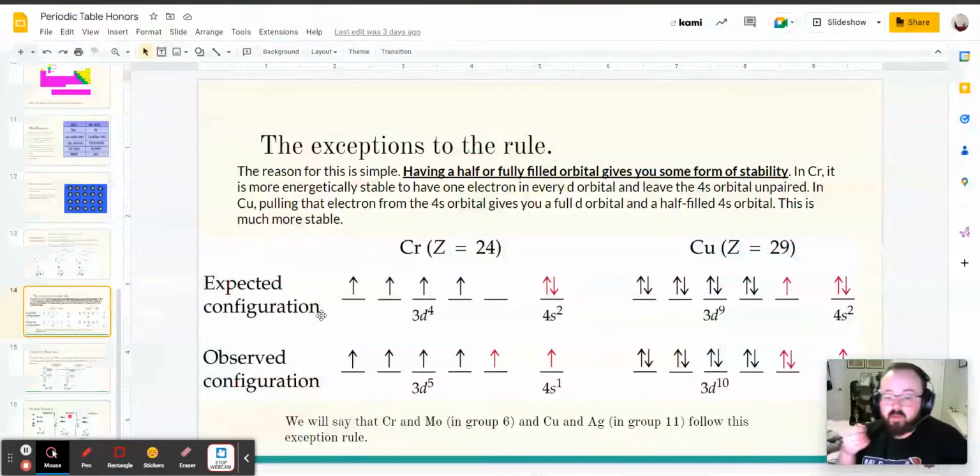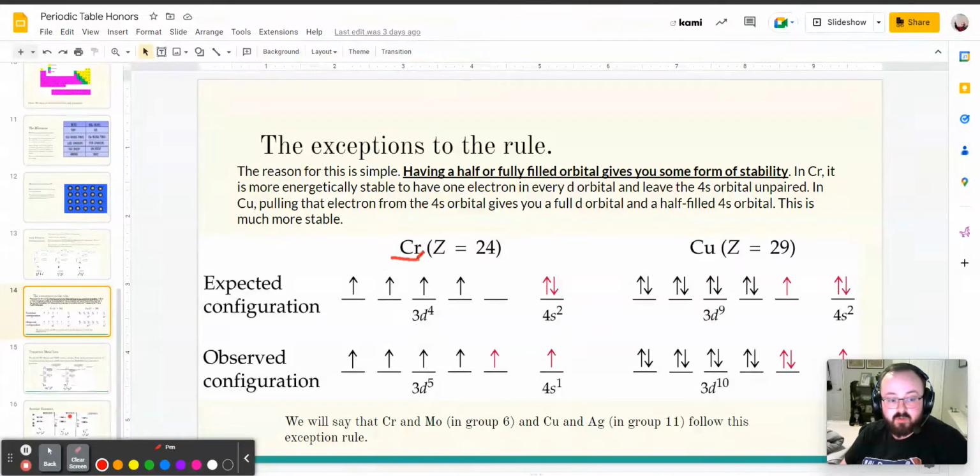So the final thing for honors chemistry is knowing these exceptions and knowing why they are exceptions, because that why, we're going to see it when we start looking at exceptions to periodic trends. So you're going to have to get used to this. Here are two of the exceptions to electron configurations, chromium and copper.